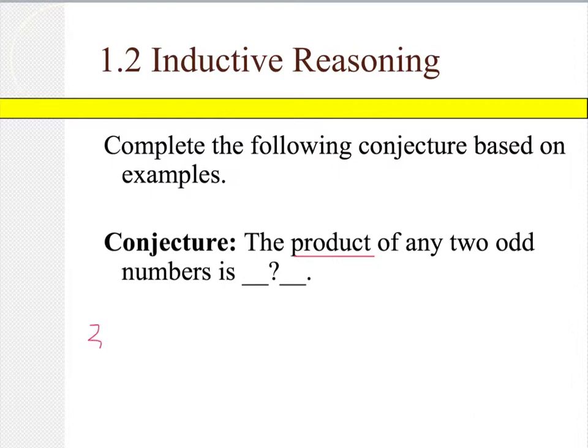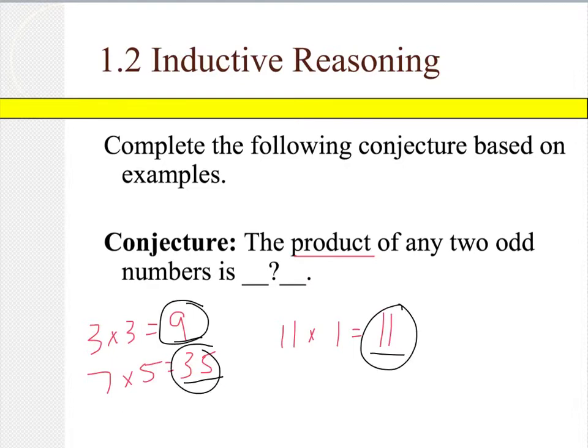Alright, if I take 3 times 3, 9. What if I take 7 times 5? 35. Alright, what if I take 11 times, well, let's say 1? 11. Okay? Notice what happens in each one of my answers, they are turning out to be odd. This one is going to be odd. I notice that every single time I multiply two odd numbers, my answer is odd.